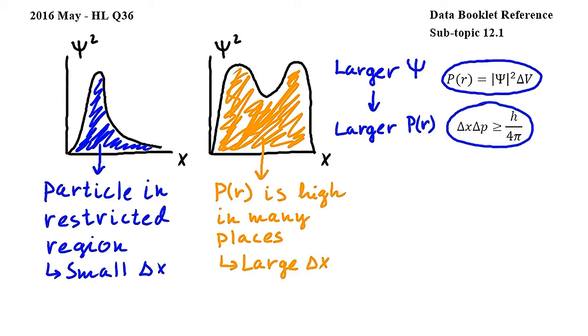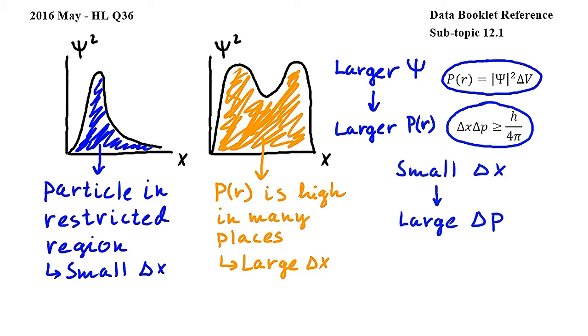Let's now consider this equation, also from subtopic 12.1, where delta x is the uncertainty in the position of the particle, delta p is the uncertainty in the momentum, and h is Planck's constant. Since the right side of this equation is constant, the product delta x times delta p also has to be constant or above a certain constant value, which means that if delta x is small, delta p is large.